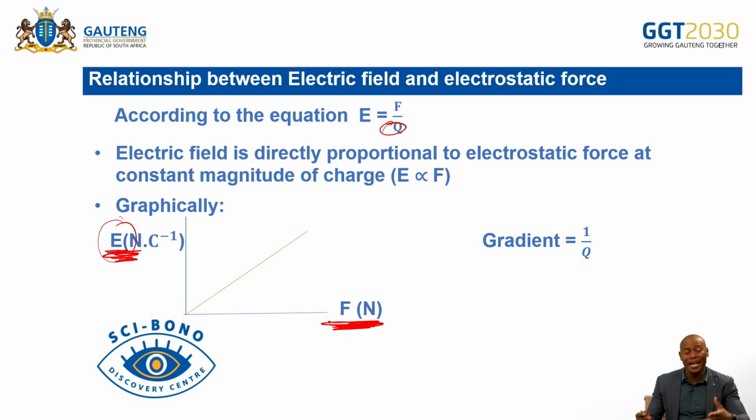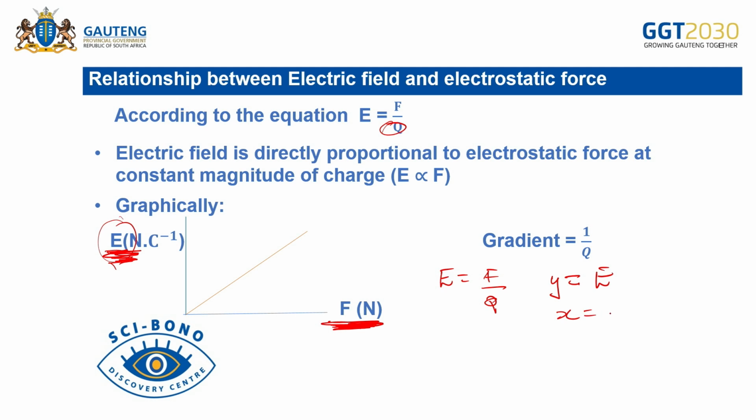Then they can ask you about the physical quantity represented by the gradient of this graph. What are you supposed to do? Go straight to your data sheet and check an equation where you have E and F. That equation is E equals F over Q. According to this graph, your Y, the vertical axis, is E, and your X, the independent variable, is F.